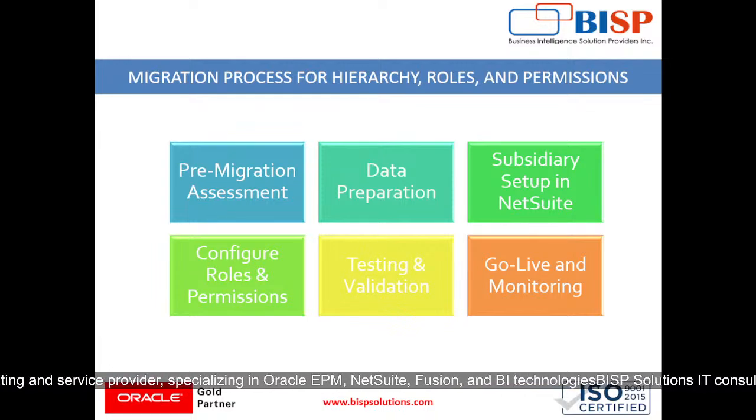and specifying subsidiary access. Then step 5 is testing and validation. So we will be conducting user acceptance testing to verify the subsidiary hierarchy and role configuration. Then comes our go-live and monitoring. So we will be monitoring the system after going live to ensure proper subsidiary reporting and role functionality, and then we will be adjusting roles and permissions as necessary based on feedback.